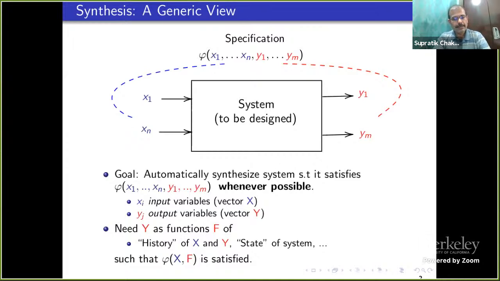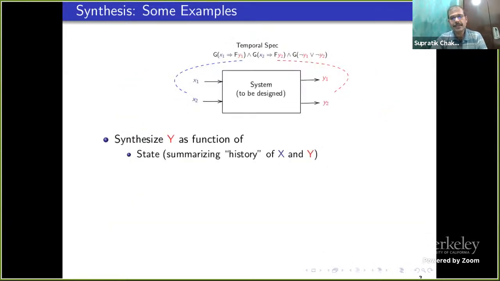Just to be a little bit more concrete, here is a specific instantiation of this generic picture, where I have a temporal specification for a very simple arbiter. The x1 and x2 can be viewed as requests, and y1 and y2 can be viewed as grants for a shared resource. The specification says that if there was a request from requester 1, then at some point in the future requester 1 should be granted the resource, and similarly for requester 2, and of course the resource cannot be granted to both of them simultaneously.